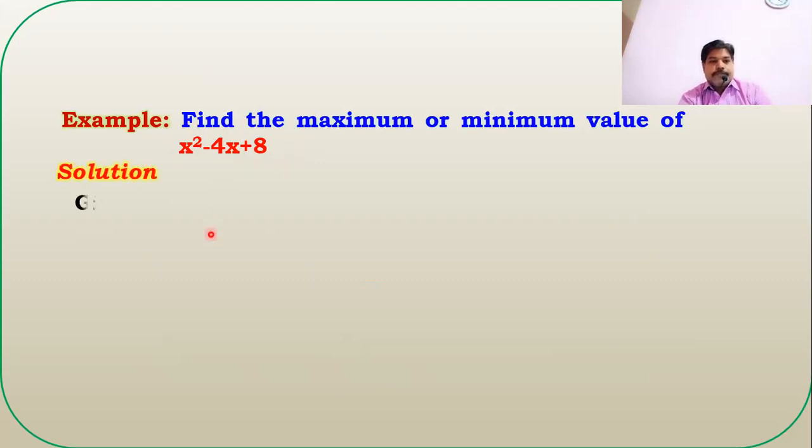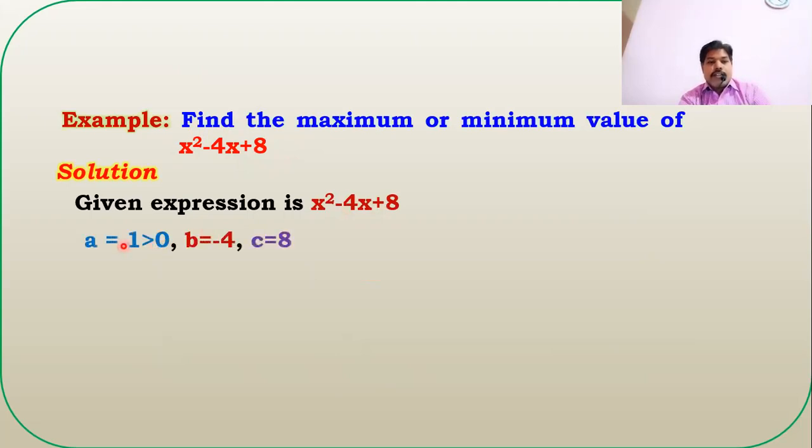See that here. The given expression x square minus 4x plus 8 is in the form of ax square plus bx plus c. So the a value is 1, that is positive. b is equal to minus 4 and c is equal to 8. I have already given one point: if a is positive, then the given quadratic expression, that is the function, has a minimum value.